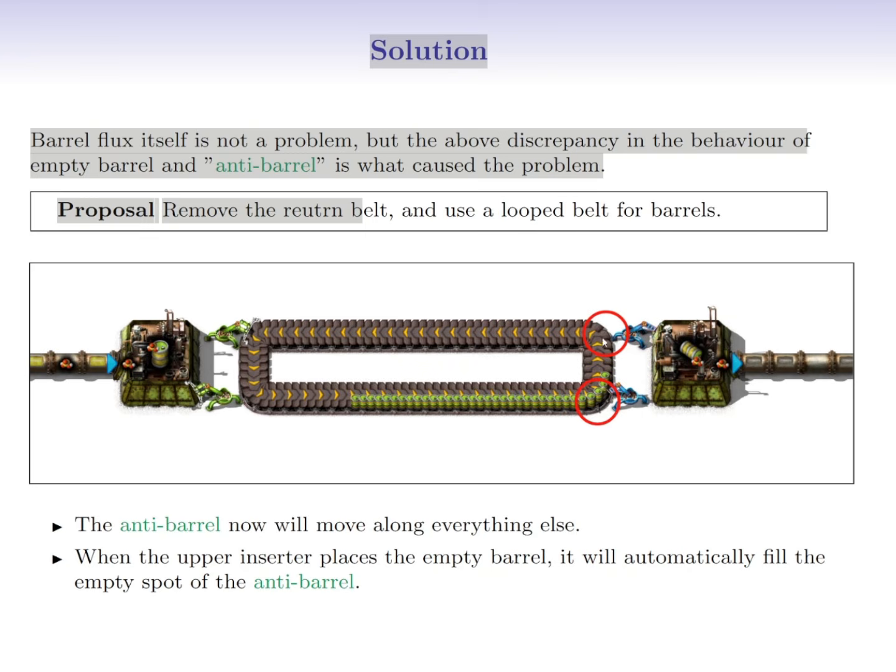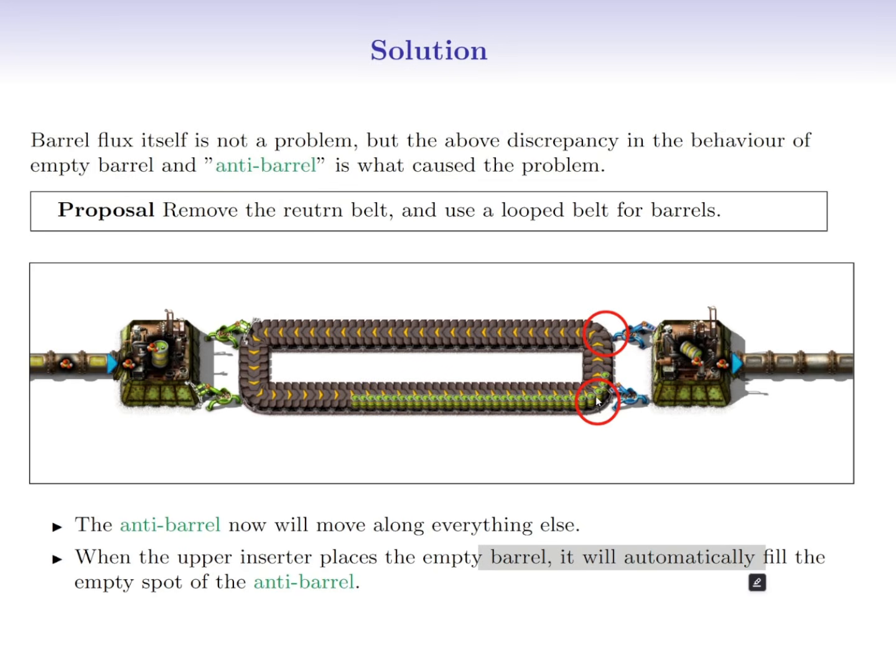And when it reaches up here, it would be pretty much the same time that this unbarreling machine would output. So this upper inserter would output the empty barrel into the slot of the empty barrel. So now you do have a correspondence between the empty barrels and the empty barrels. I believe this solves the problem with barrel floods.